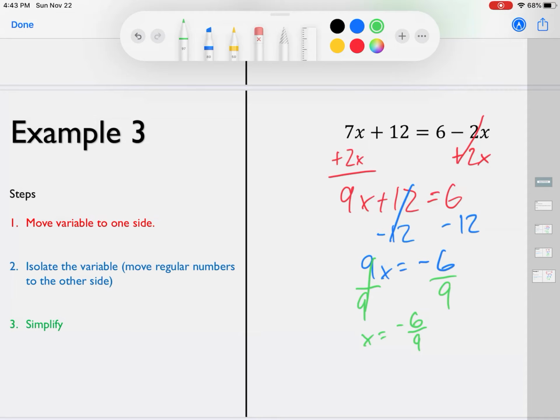Now, we do have the variable completely isolated. We know x equals negative 6 over 9. Personally, I'm going to choose to reduce this because it needs to be reduced to be in simplest form, and that's the way I want to do it. So I'm going to divide both the top and bottom by 3, and I'm left with negative 2 over 3. So my final answer is going to be x equals negative 2/3. Okay.